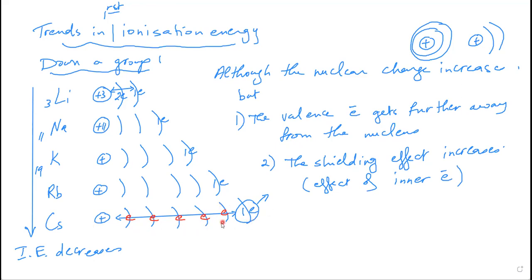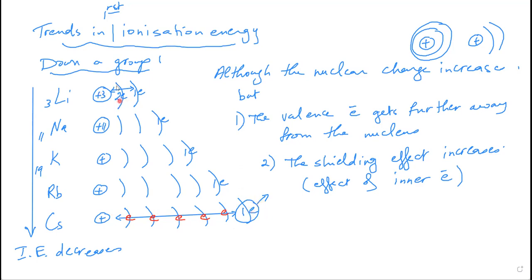They prevent the attraction force, or the effect, of this nucleus on this outer electron. These electrons are moving in their shells. We have 2 electrons, 8 electrons, 18 electrons, 32 electrons. All these electrons are rotating around the nucleus. They shield the effect of the nucleus on this outer electron. And this will also contribute in that the energy required to remove this outer electron will be the least.